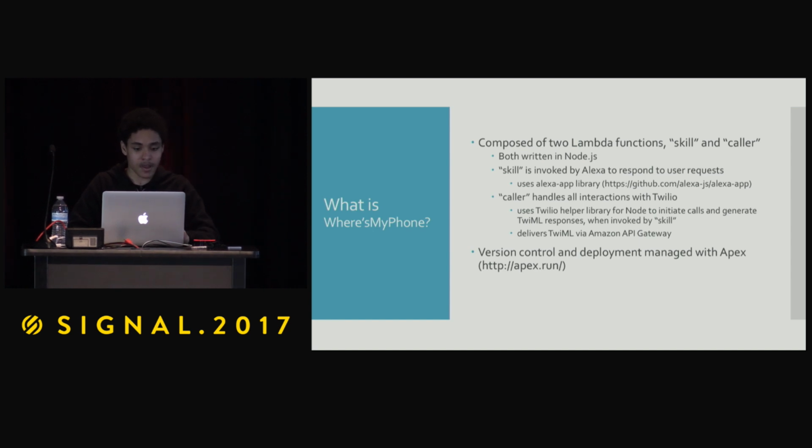That skill Lambda function. And then the caller function handles all of the interactions with the Twilio API. So it uses the Twilio helper library to initiate calls and generate TwiML responses. So when it's invoked by the skill function, and the skill function tells the caller function to send out a call to this number, and then when that call is picked up, Twilio then invokes the caller function. Twilio says, hey, the user just picked up this call. What should I say now, or what should I do now? So again, it's going back and forth between Twilio and the caller function.